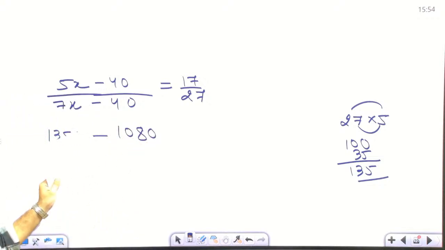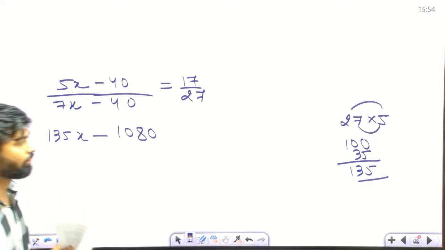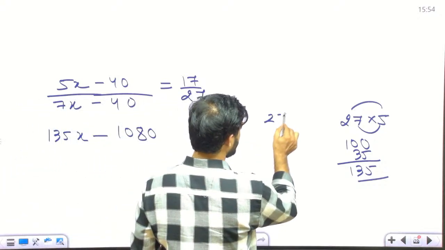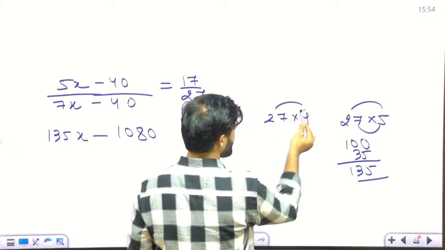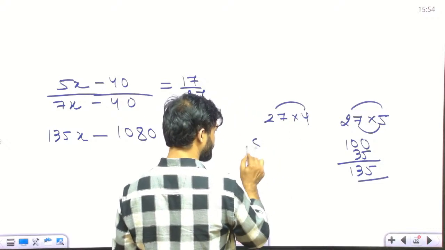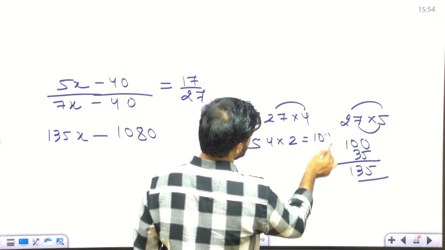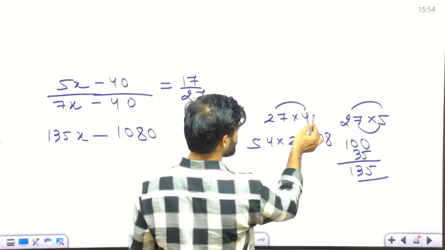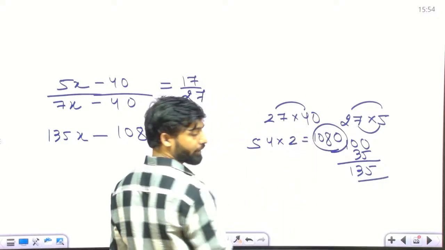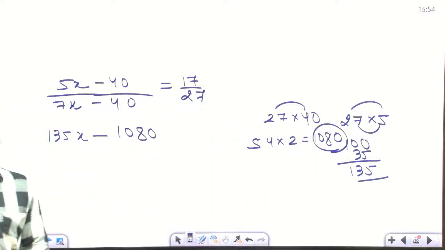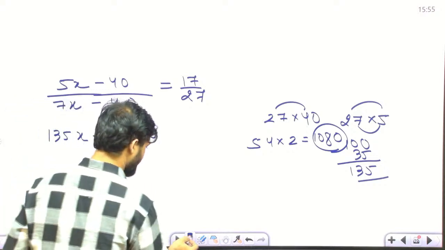I have done the calculation in a different way. How? That 27 into 4. Double of 27 is 54. Now double again, 108. And let's talk about this 0. You can put that 0 directly. Any problem in this? Okay. Let's move to the next part.